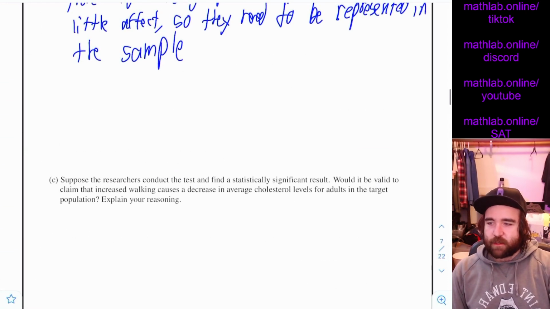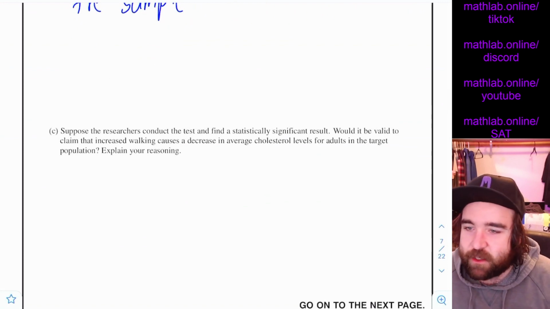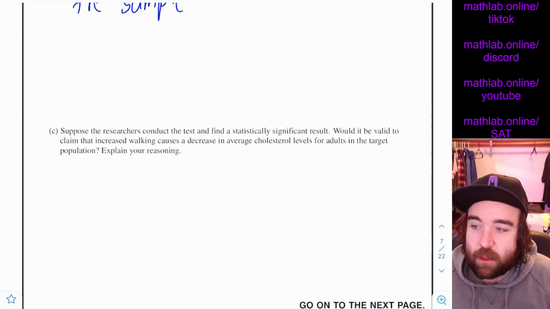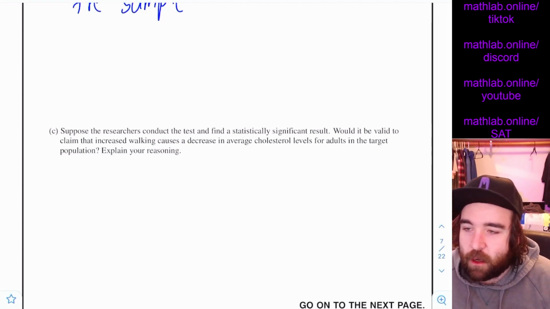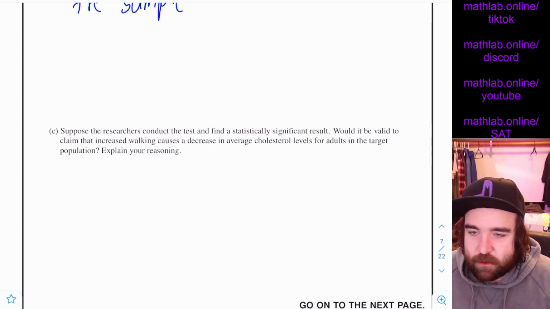Oh yeah, we didn't even check our answer for number 1. Hold on. We'll do that after this part. Suppose the researchers conduct the test and find a significant result. Would it be valid to claim that increased walking causes a decrease in average cholesterol levels for adults in the target population?